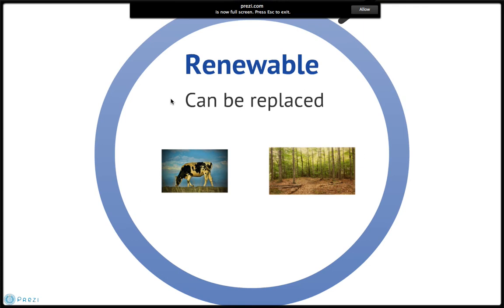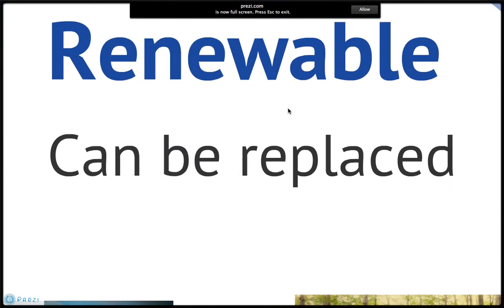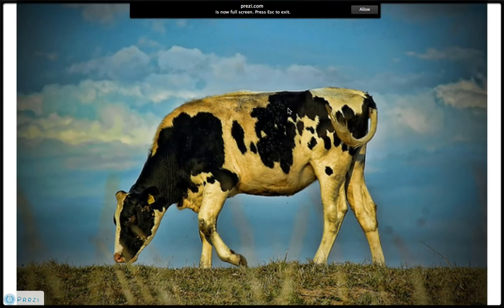The first kind of natural resource that I'd like to talk about is renewable natural resources. The word renewable, what in the world does that mean? It means that it can be replaced. Okay, so make sure you get that down. Renewable natural resources can be replaced. They are renewable.